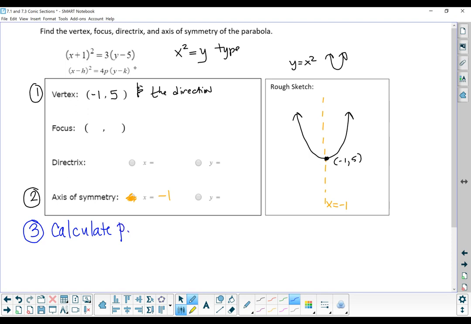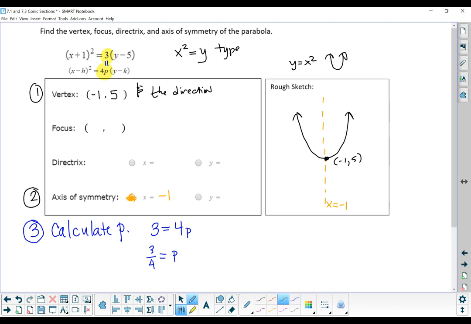So I wrote the form of the equation right underneath the equation that Alex gave me. And the reason I like to do that is because it helps you see what your p is. So I'm going to set up a little equation. In my equation, I see the number 3, and in the general form of the equation, it's a 4p. So I'm setting these two things equal to each other in order to calculate p. So if 3 is equal to 4p, then our p value is 3/4.